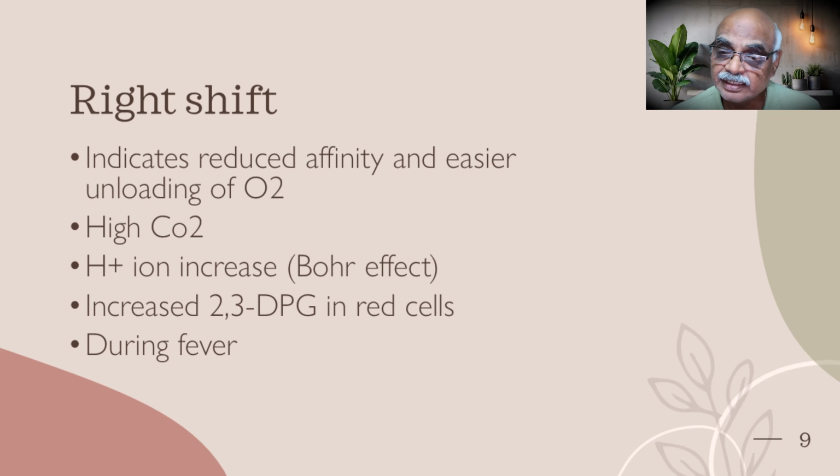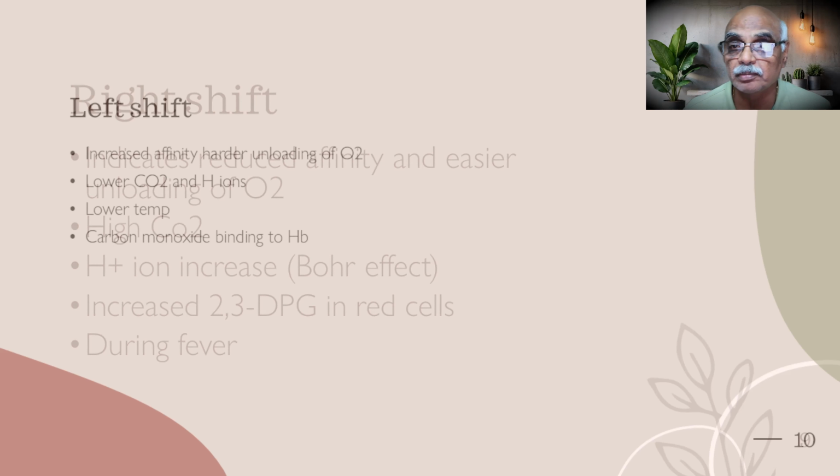So, in the presence of high levels of carbon dioxide, it causes acidosis in the blood by increasing the level of hydrogen ions. This causes a shift in the oxygen dissociation curve and increased release of oxygen. This is called the Bohr effect. The other cause of right shift of the oxygen dissociation curve is an increased level of 2,3-DPG, diphosphoglycerate, in the red cell. A right shift also occurs during fever.